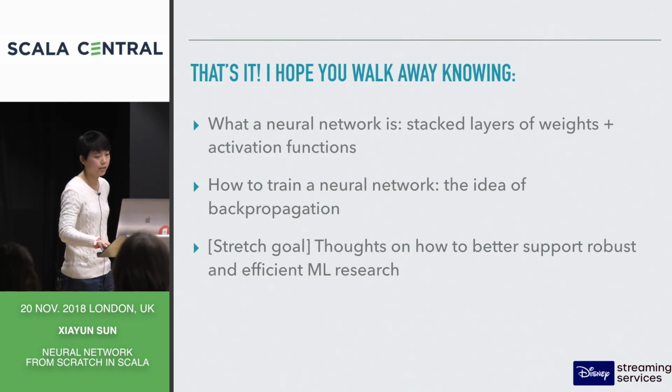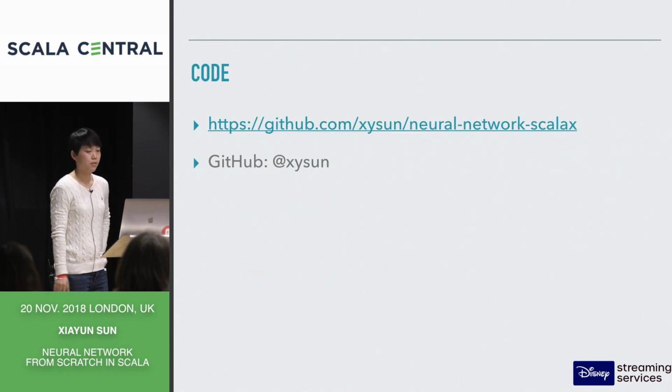So this is basically a summary slide: what is a neural network, how to train it, and thinking about how to do things better. And these are the code. That's it.